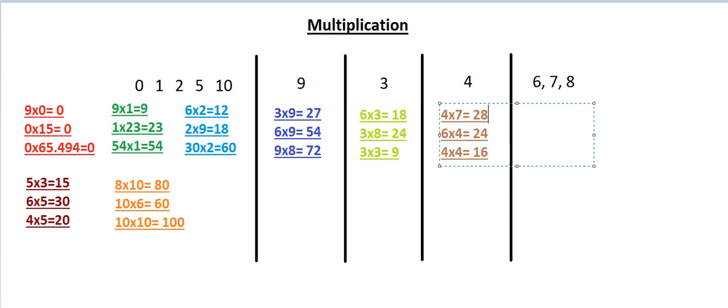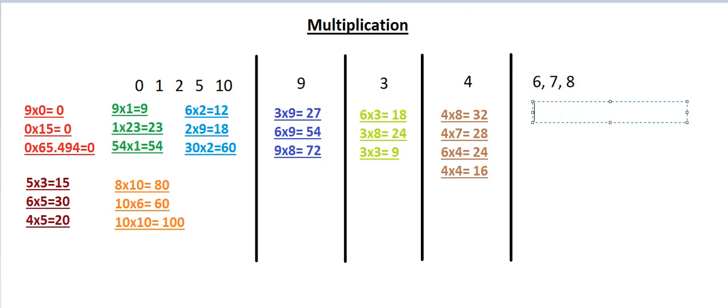Basically, the difficult ones to remember, really, are this one, 4 times 7 makes 28, and 4 times 8, which I would have to think for that one. 8 plus 8 makes 16, and then you'd have to do 16 and 16, which makes 32. If you can remember that 16 and 16 makes 32, that would help you a lot.